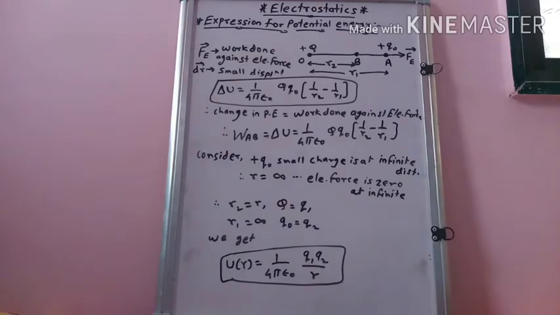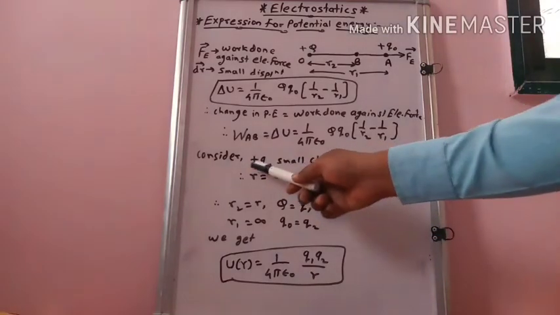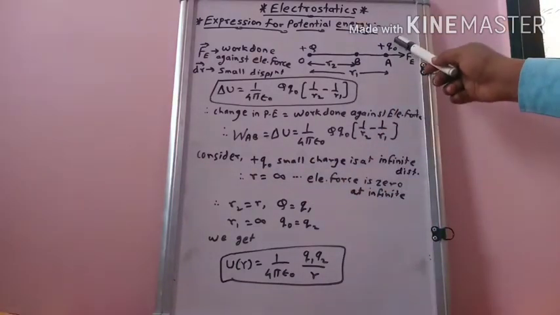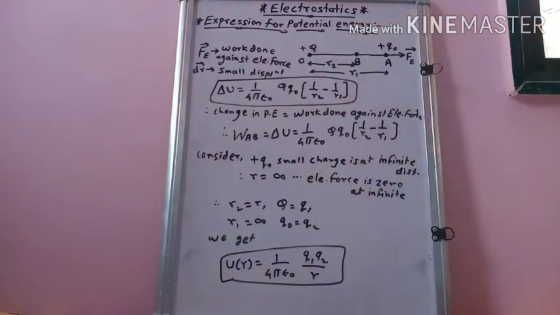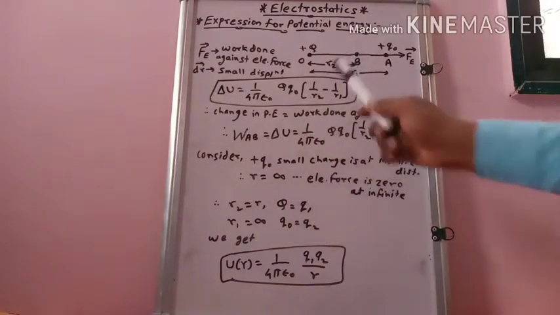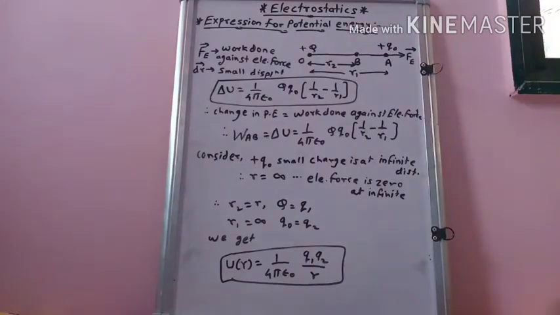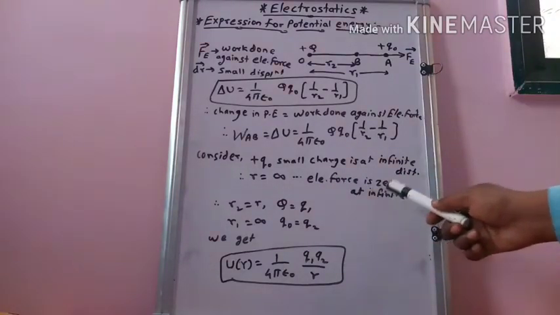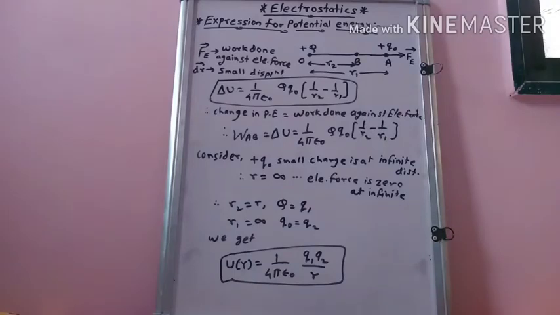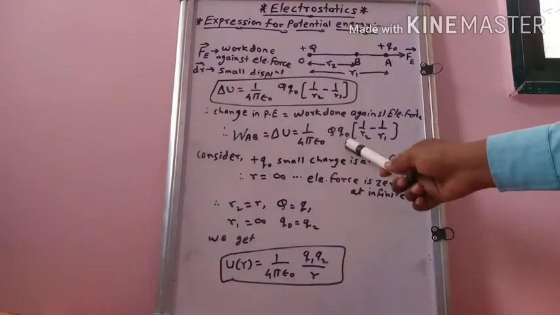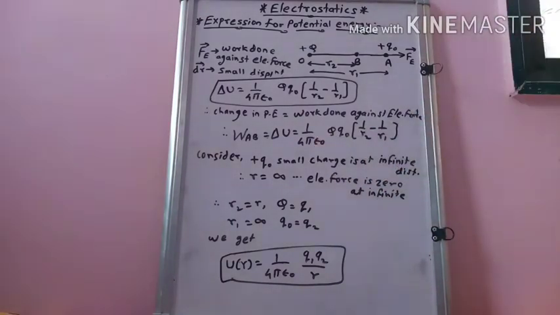Then we consider this positive q naught, the small charge, at an infinite distance. The distance r between these two charges is equal to infinity, and therefore the electrostatic force is 0 at infinity.